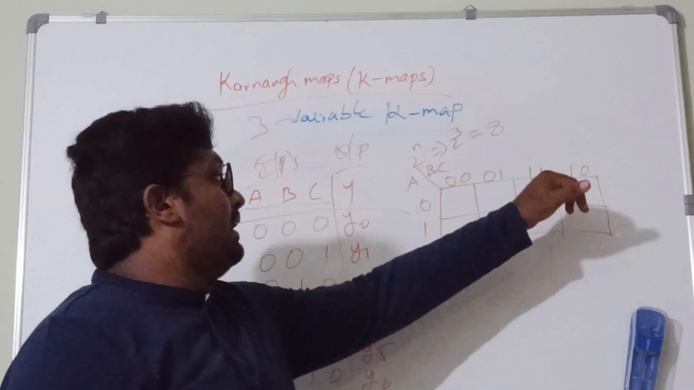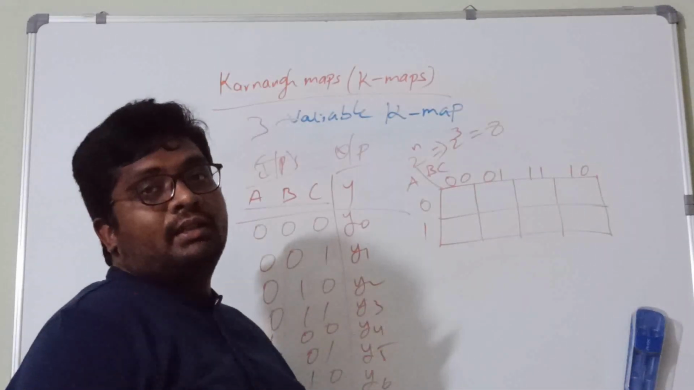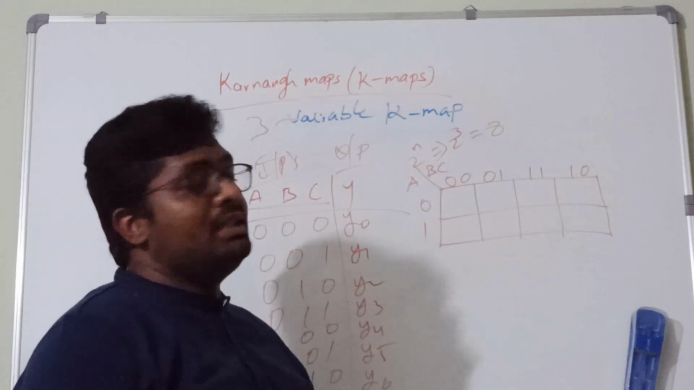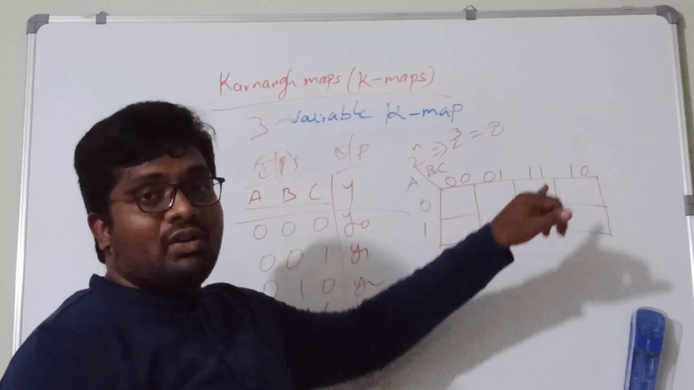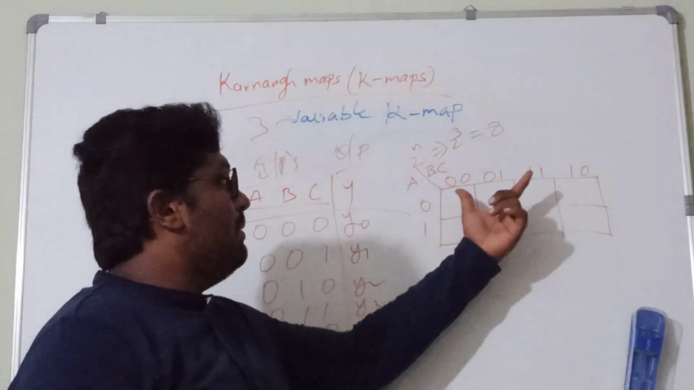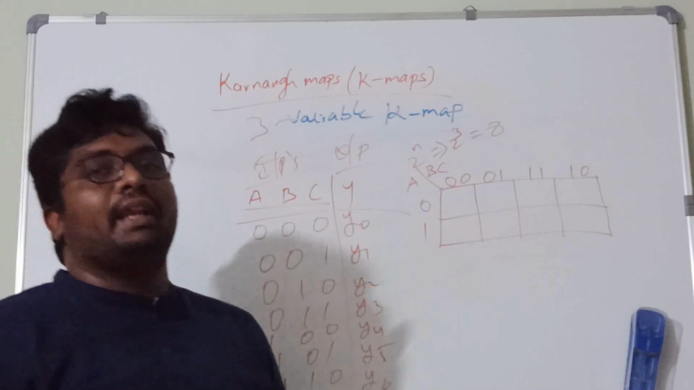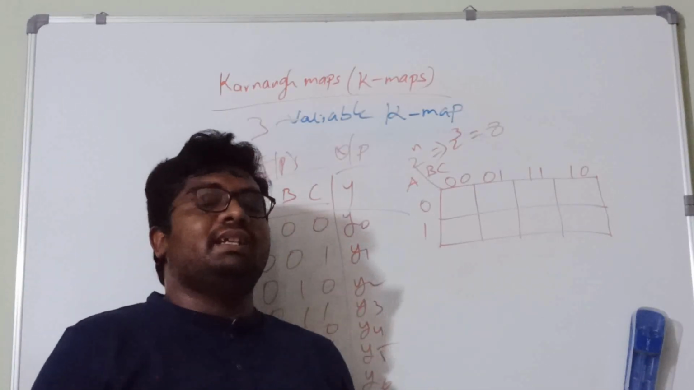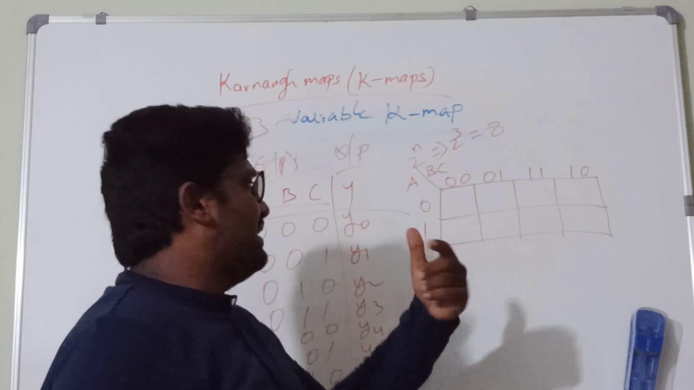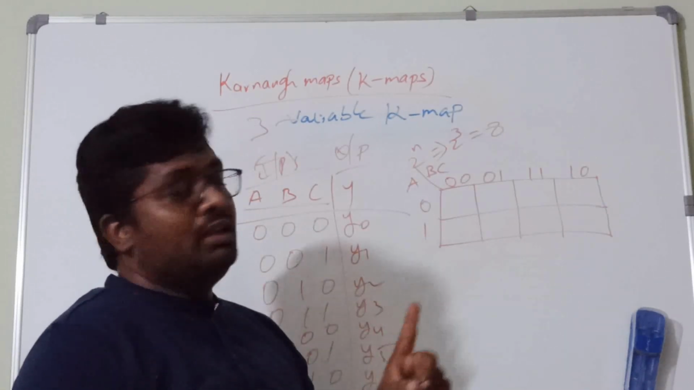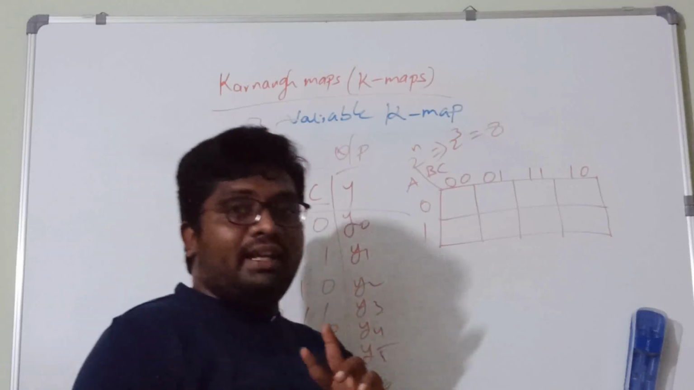The sequence in this 3 variable K map is not in the binary form, right? This will be in the gray code form. As we have discussed while discussing the gray code, it has a unity distance. So let us see. Only one variable must be varied. 2 variables will not be varied at the same time.